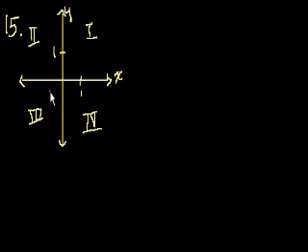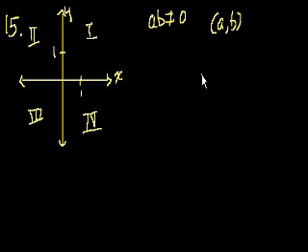And they say AB does not equal 0, so A times B does not equal 0, which essentially tells us that neither A nor B is 0. In what quadrant of the coordinate system does point AB lie? So they want to know where AB is. Okay, let's look at the data. We know it's not along the axes, because if either A or B were 0, then we'd be along the axes.